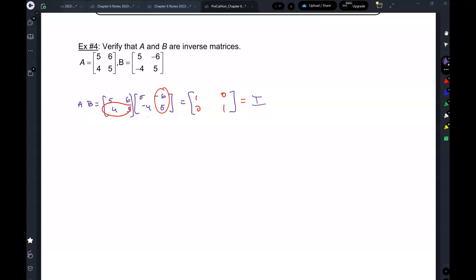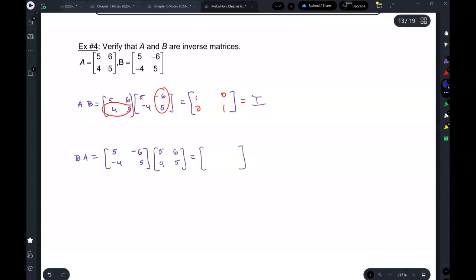No, same way that we did it before. I promise. I haven't changed things on you. We're just not writing it out. We're doing it in our head. Okay, now, let's do the next situation. B times A. 5, negative 6, negative 4, 5. 5, 6, 4, 5.